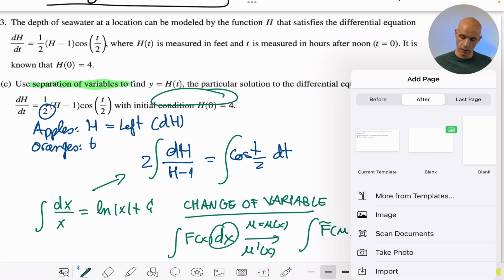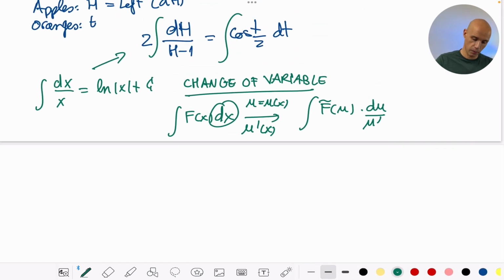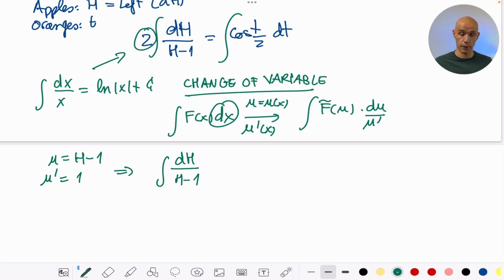So let's use a blank page here. What would be our change of variable here? Well, we would like h minus 1 to disappear, right? So how much is u prime? It's just 1, okay? So when we go to this integral that we have here, now be very careful that there was a number 2 here. We don't want to forget it later.